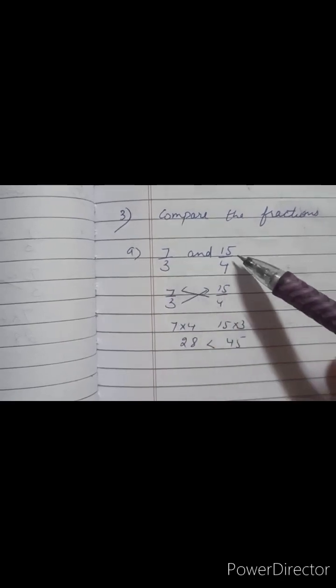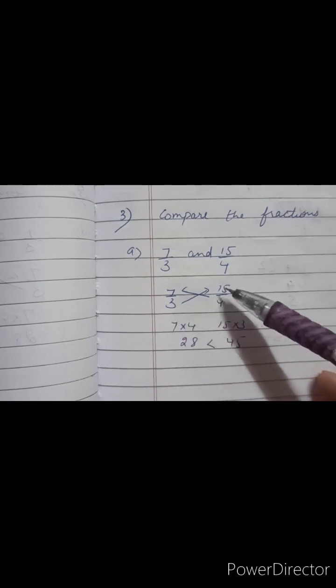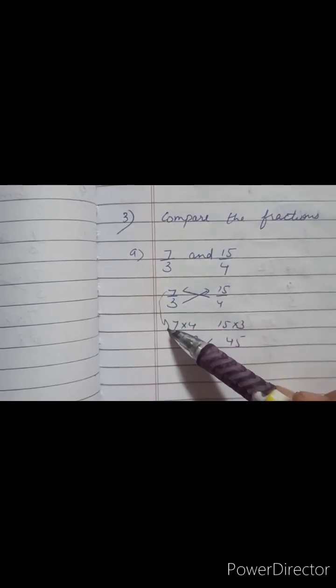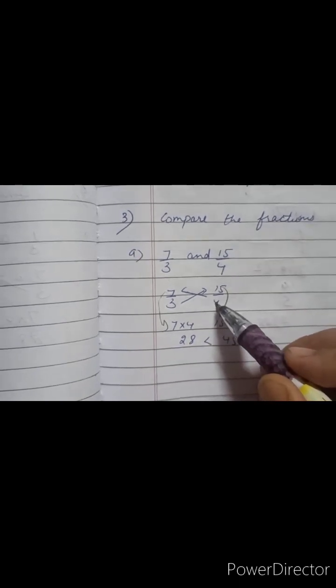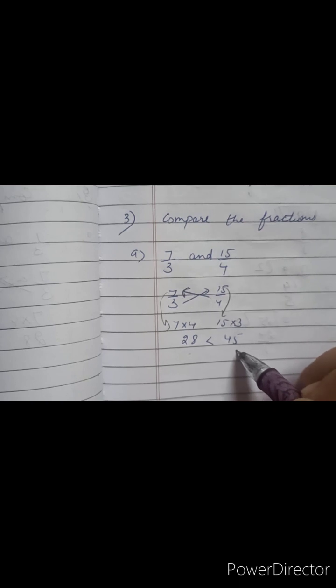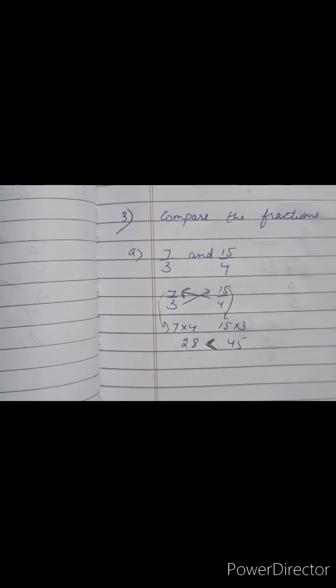7 by 3, 15 by 4. Okay. 7 by 3, 15 by 4. I'll take 7, I will write here because it is here. 15 here. 4 I will take from here and I will multiply here. 3 here. 7 4s are 28. 15 3s are 45. Which is greater? This one. So my sign will be like this.